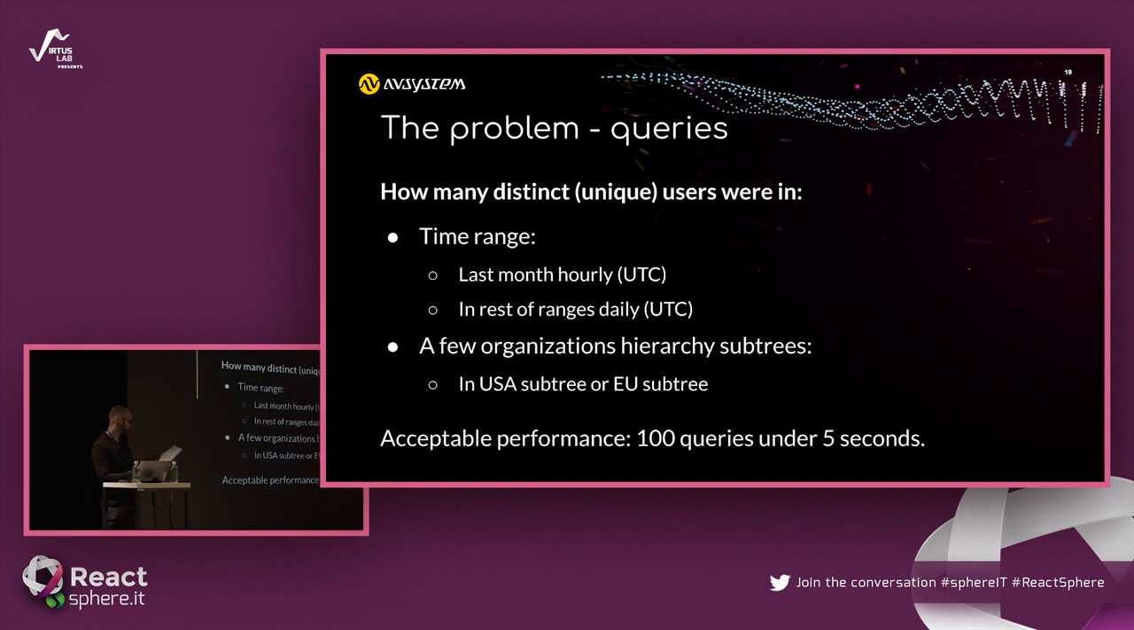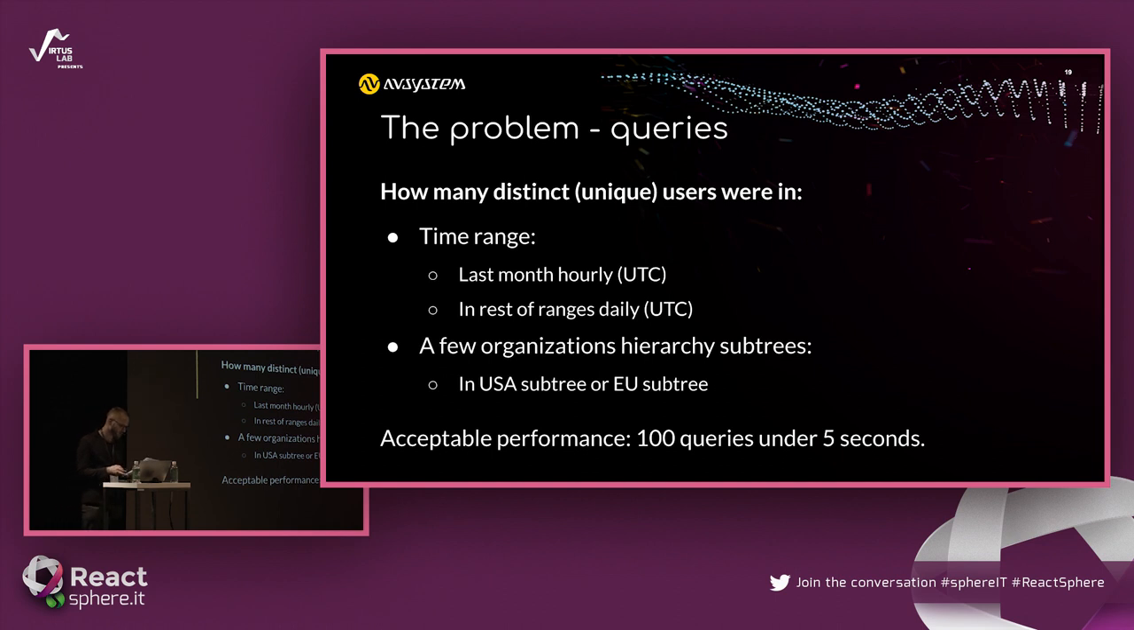And we want to solve such a problem: answer how many distinct users were in some time range in a few organizations. The time range is a subset of the last month with hourly precision, and for the rest of the ranges with daily precision. Acceptable performance of 100 such queries is under 5 seconds.